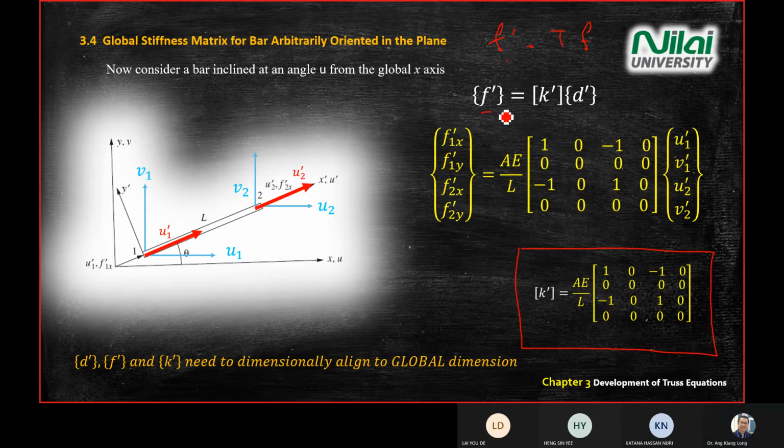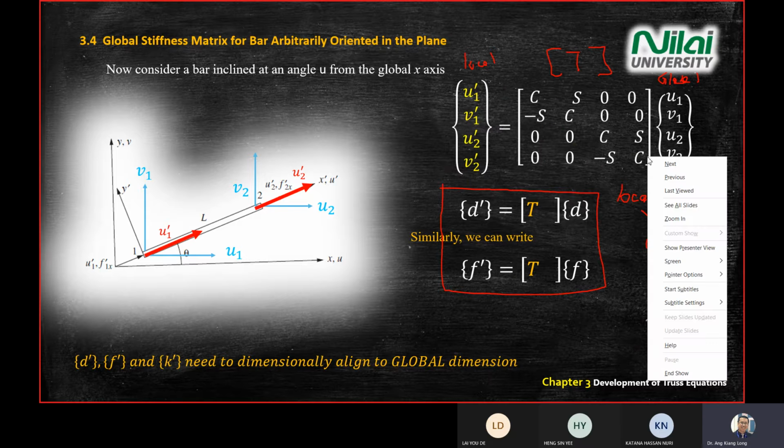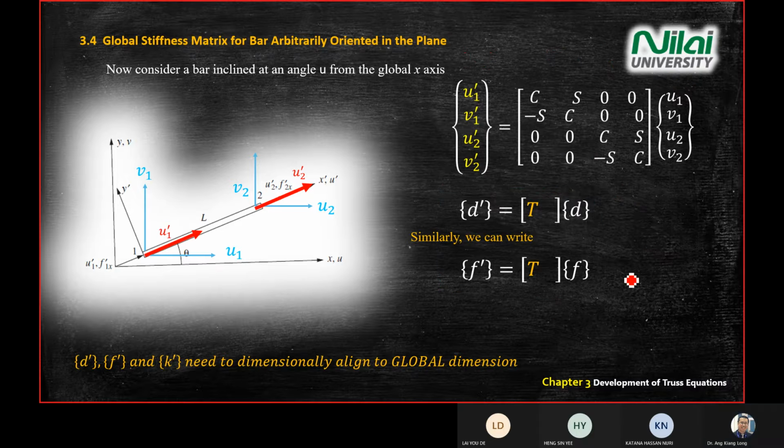This is F, K, and D, yeah? FKD. So don't confuse between the transformation matrix and the stiffness matrix, yeah? So we have two types of matrix here. What we discussed so far, what you see on the screen here, is the transformation matrix, yeah?